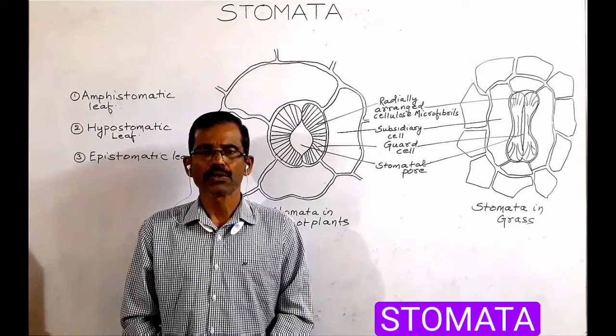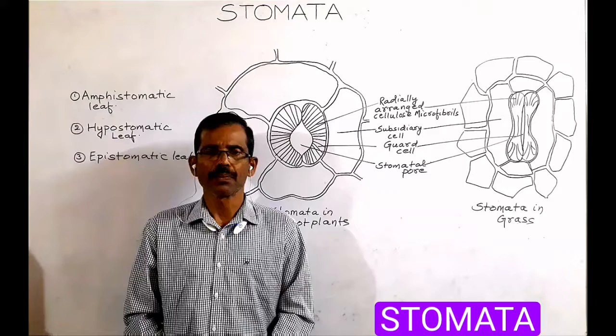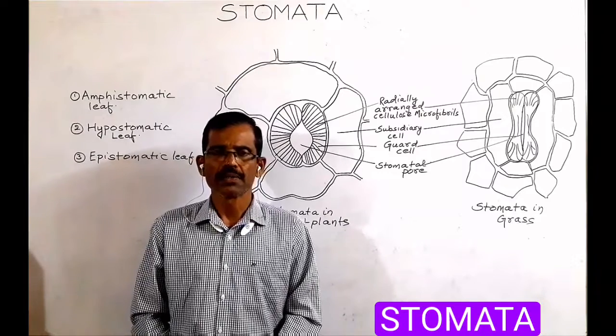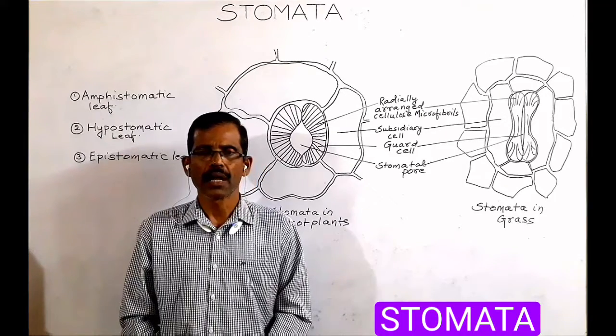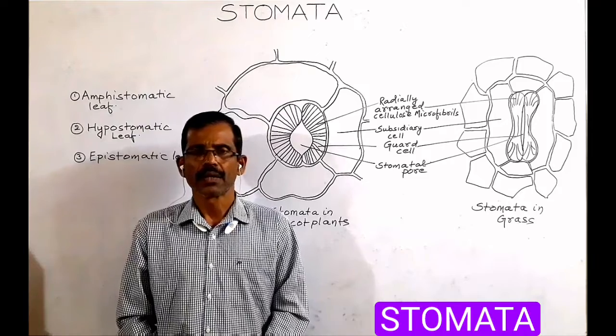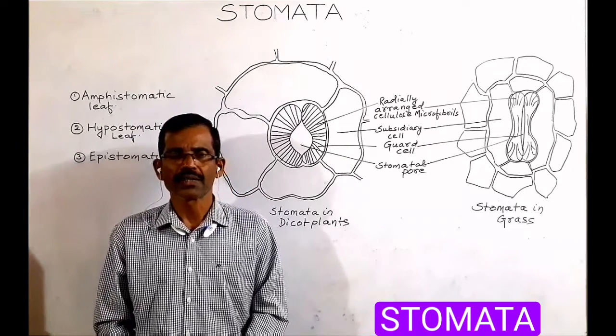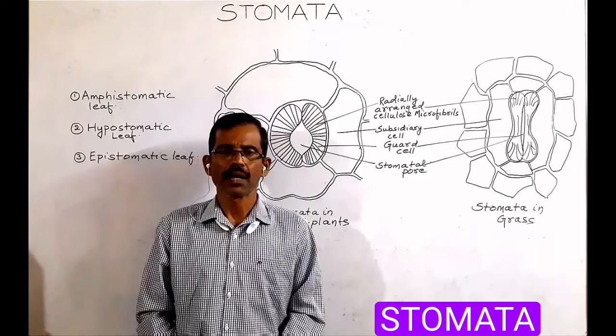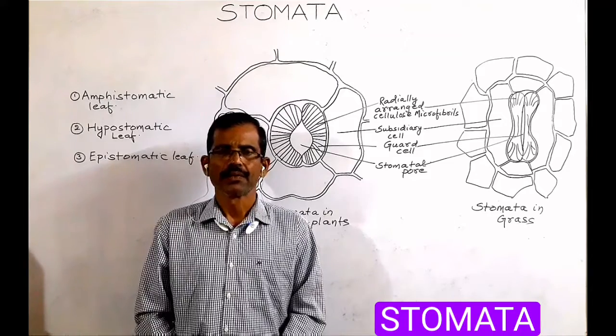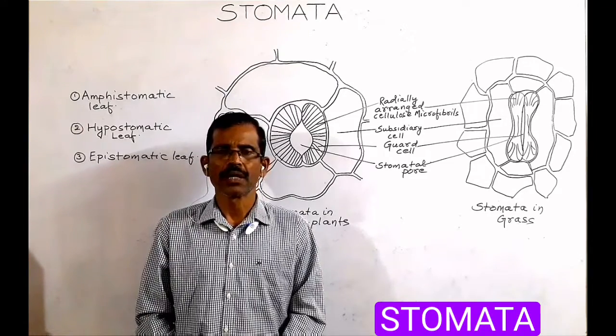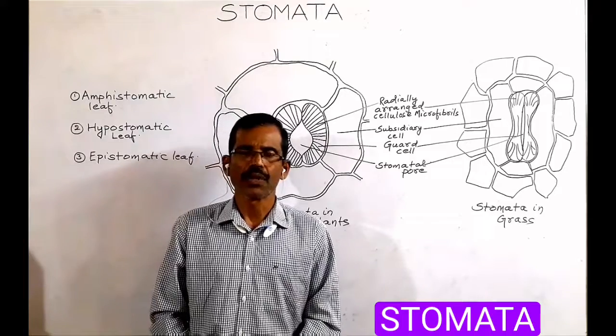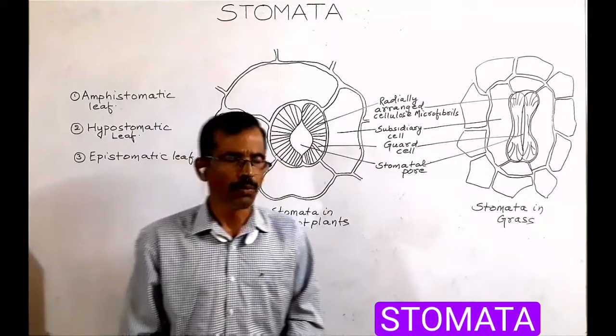Today we shall discuss about stomata. Stomata are the microscopic pores present in the epidermis of leaves, stem and other organs of the plant. They control the rate of gas exchange between the plant and the atmosphere. They are most abundant on the leaves. The singular form of stomata is stoma.